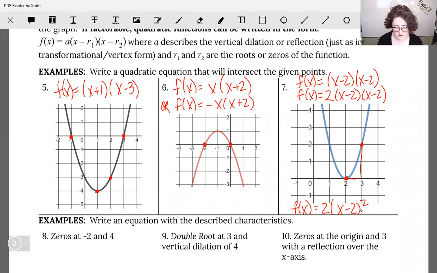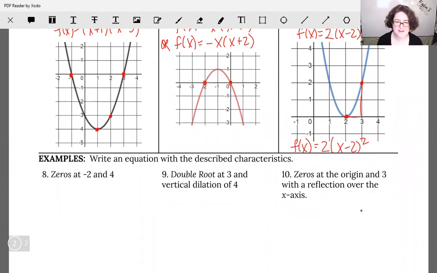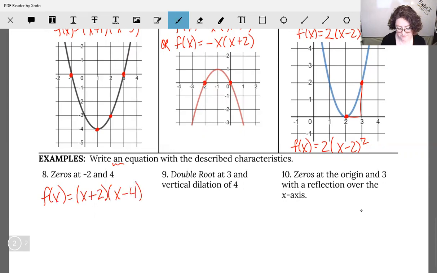Alrighty, so 8, 9, and 10, they don't give us the specifics. So this is definitely where an equation comes in, because all we have to go on is the zeros that they gave us, unless they gave us an extra piece of info, which I actually gave you in 9 and 10. In number 8, though, it's just the zeros. So all I can write is x minus my -2 and x minus my 4. That's all the info I have.